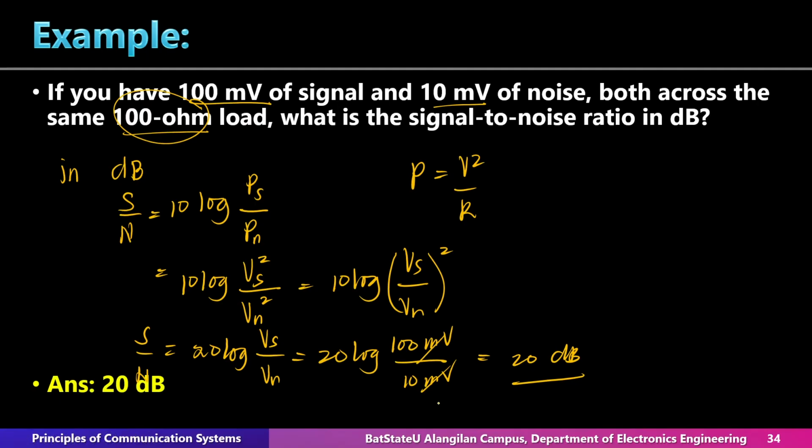Okay? So, normal naman yan. Kapag sa isang system, ang signal-to-noise ratio mababa, halimbawa, 10 dB, medyo mababa yun. Ibig sabihin, malaki na yung present na noise. Okay? Now, let us go to the next slide to discuss another topic.